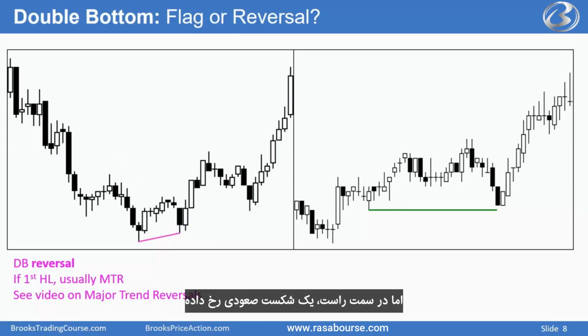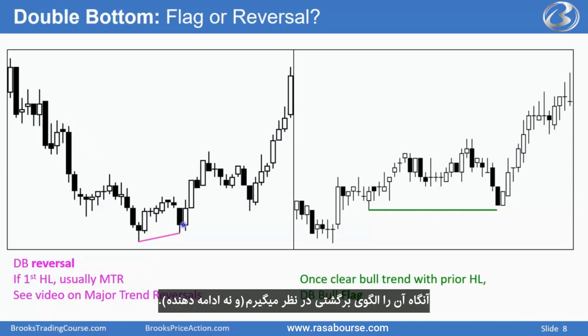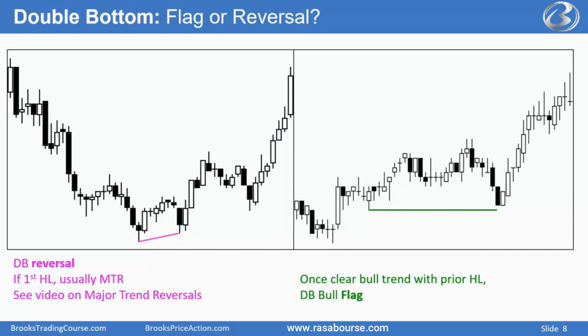This, however, on the right, we've broken out to the upside already, and we're pulling back. I would call this a double bottom bull flag. In a bull trend, if I see a double bottom, I call it a double bottom bull flag. In a bear trend, if I see a double bottom, I call it a double bottom reversal attempt.